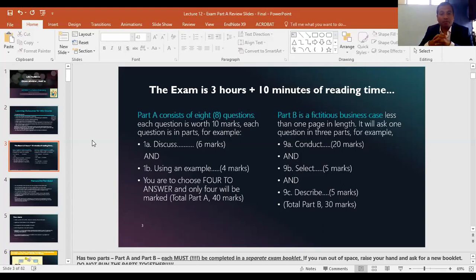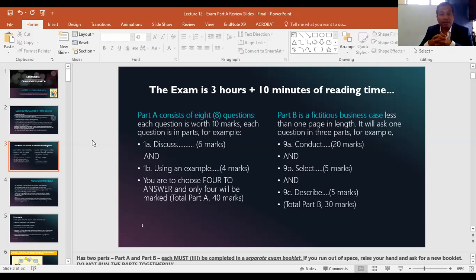Broadly, there are two different parts of your exam, Part A and Part B. Part B is only the case study, whereas in Part A, I will try to judge your logical thinking and critical thinking on the basis of different learning outcomes and topics which we have covered together during the class on marketing.